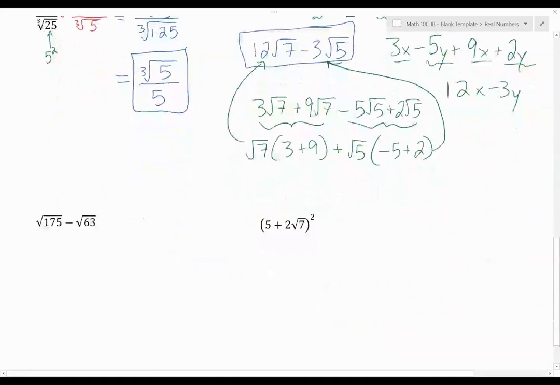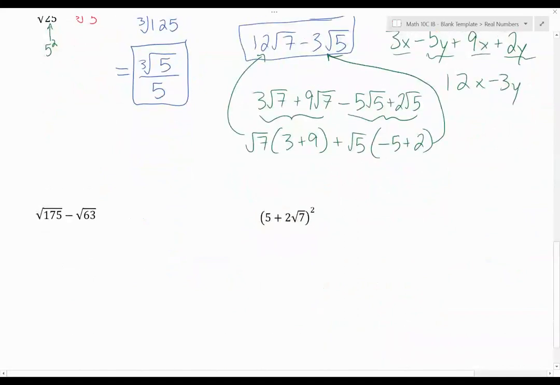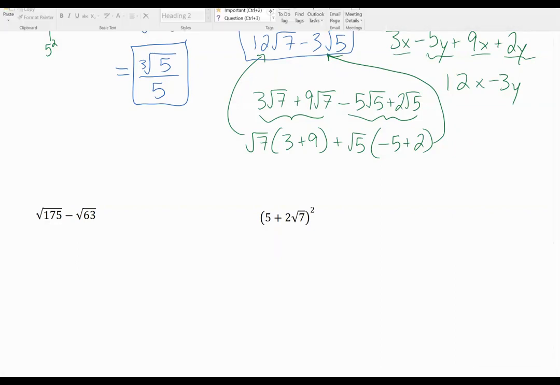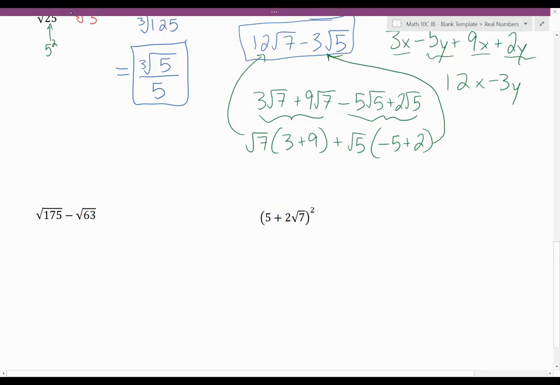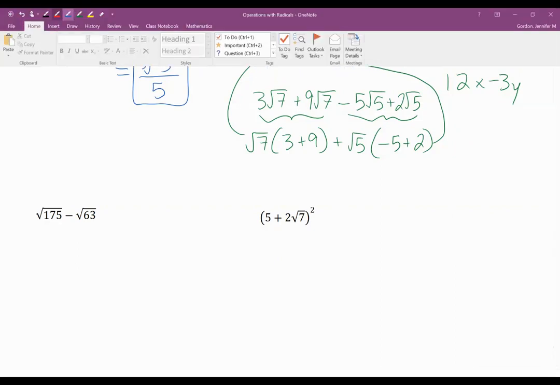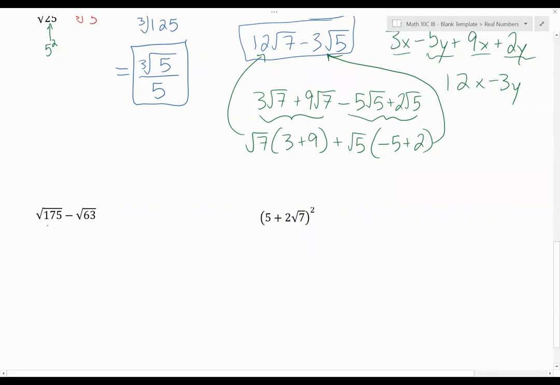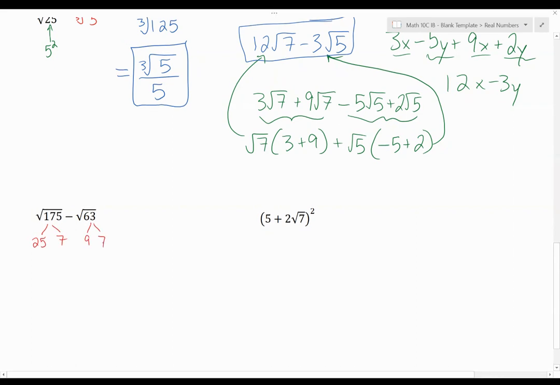In instances like this, root 175 minus root 63, it kind of looks like there's nothing I can do about it, because these are not similar terms. However, if I simplify first, then I will be able to do that. So I'm going to write these as factors. They're perfect squares, so I'm looking for perfect square factors. So 175 is 25 times 7, and 63 is 9 times 7.